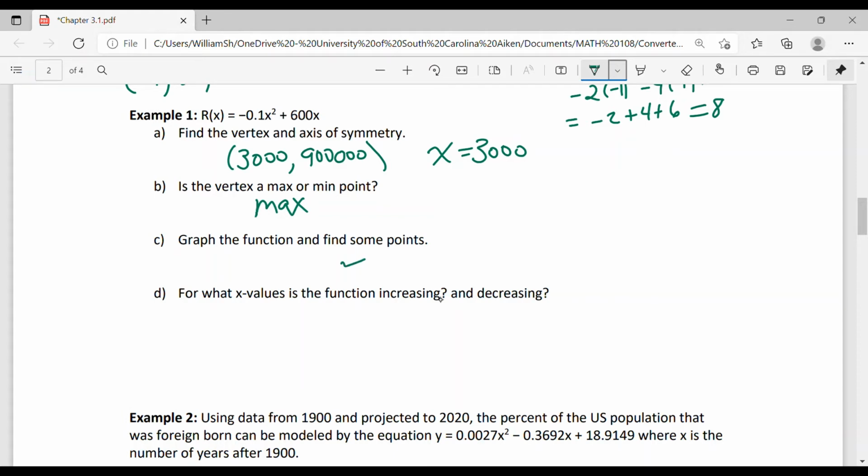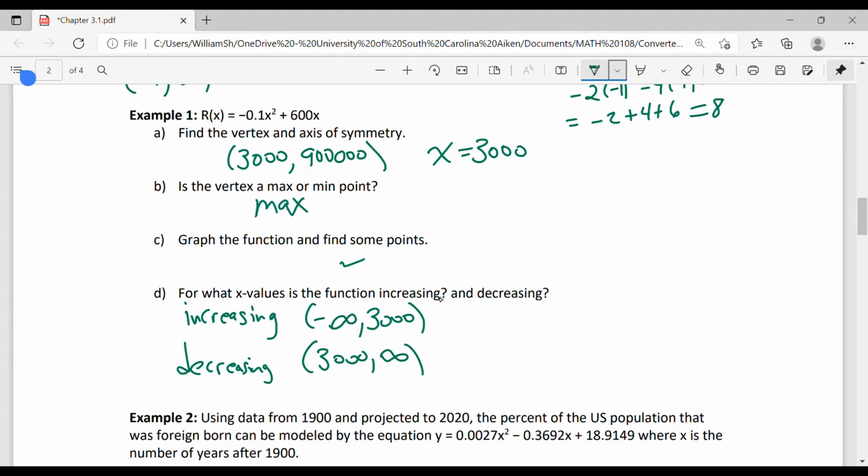We're good to go there. We could list whatever points they needed us to. But we do need to state where the function is increasing and decreasing. So for increasing, it was increasing from negative infinity to 3,000, and it was decreasing from 3,000 to infinity. And that's exactly how we would write that.